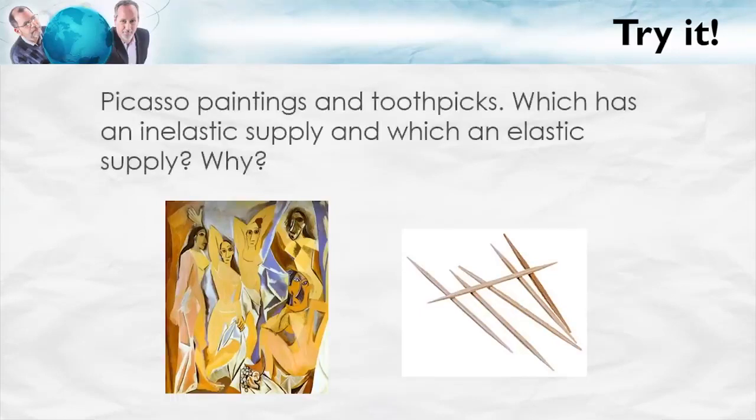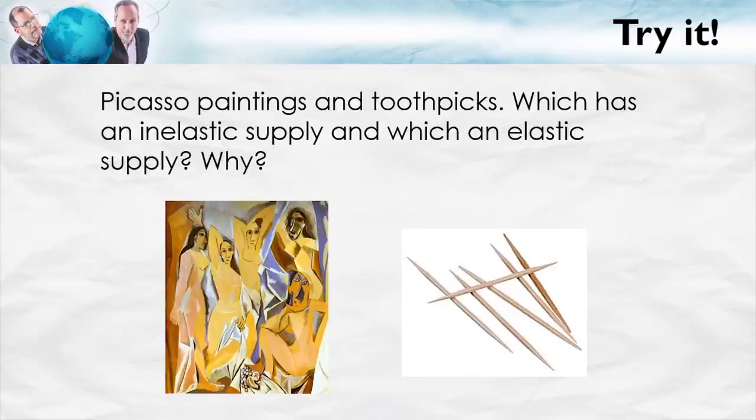Compare the following two goods, Picasso paintings and toothpicks. Which has an inelastic supply and which an elastic supply? Okay, so let's think about an increase in price. For which good is it easier to expand production? For which good can you increase production at low cost without pushing costs up? Clearly, toothpicks. So with an increase in the price of toothpicks, you can make lots more toothpicks just by running an additional log down the sawmill. Many, many more toothpicks without an increase in costs.